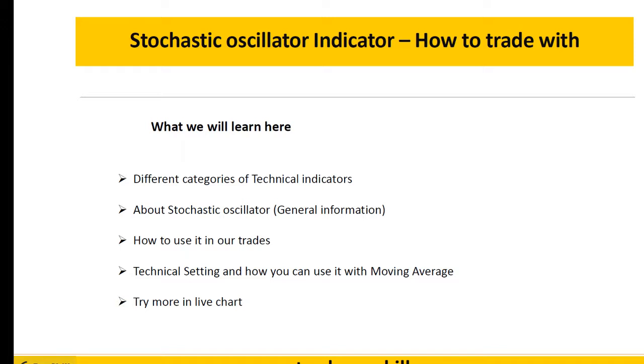Okay, what we're gonna learn today? Today we're gonna talk about different categories of technical indicators, about the stochastic oscillator, general information, how to use it in our trades, and technical settings, and how you can use it with the moving average to get more effect out of that. And we will try more on a live chart to see how exactly it works.